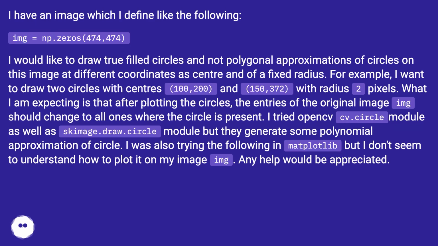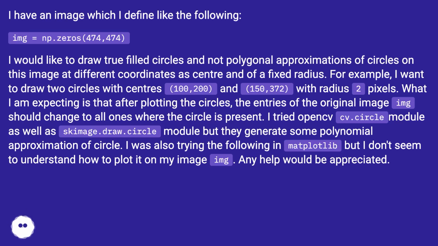For example, I want to draw two circles with centers (100, 200) and (150, 372) with radius 2 pixels. What I am expecting is that after plotting the circles, the entries of the original image img should change to all ones where the circle is present.